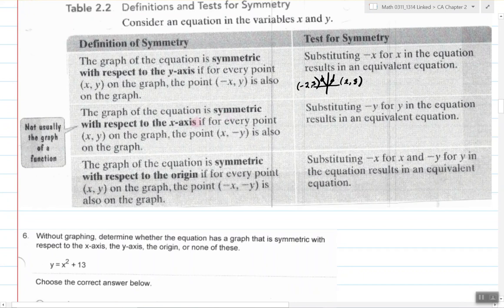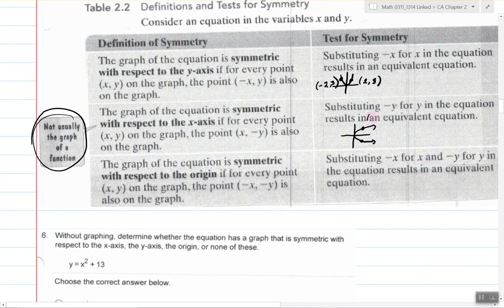Graphs that have symmetry with respect to the x-axis are not going to be functions. If you're symmetrical with respect to the x-axis, then you're going to fail the vertical line test. So if you have a point here and a matching opposite point here, then you are symmetrical with respect to the x-axis. So if you had the point 2, 3, you would also have the point 2, negative 3.